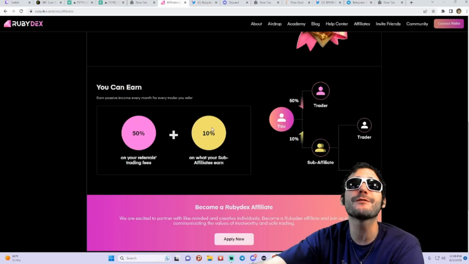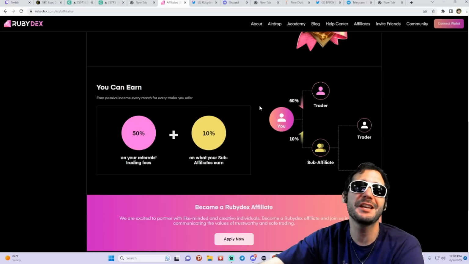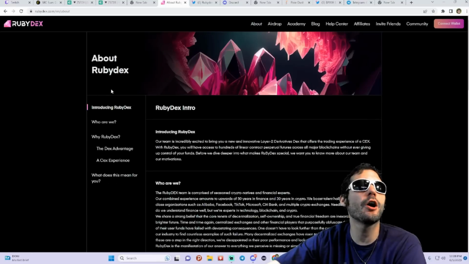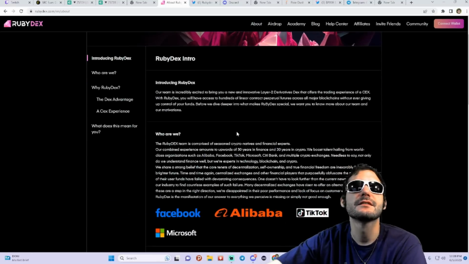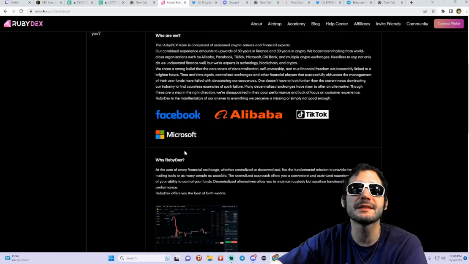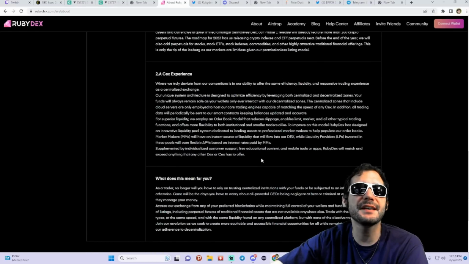So that's great. You can earn from what your referrals refer. That is pretty dope. So it looks like we've got some more info here on Rubydex. The Rubydex team is comprised of seasoned crypto natives and financial experts, with combined experience of upward of 50 years in finance and 30 years in crypto. So yeah, a lot of experience with the team. That is all very good to see.